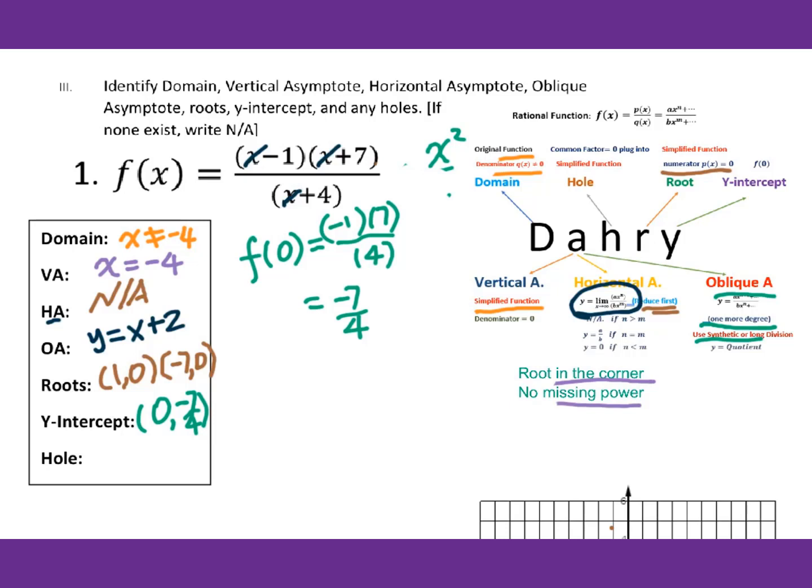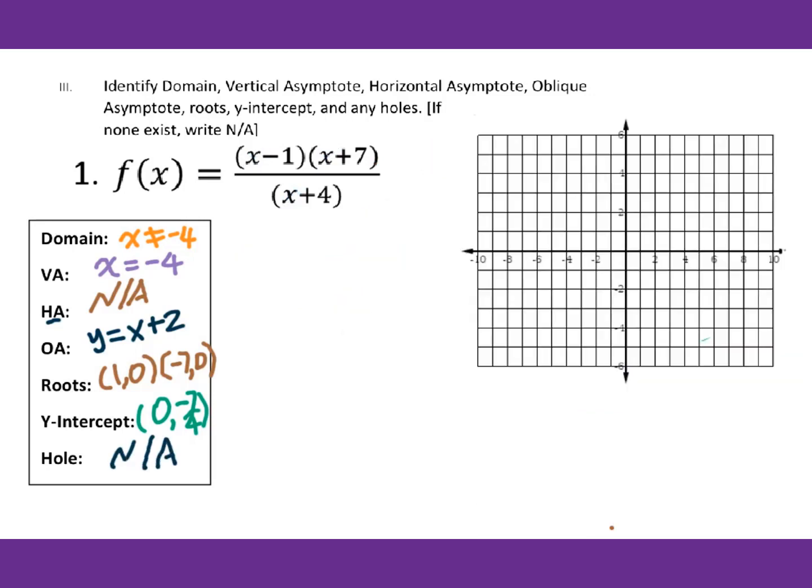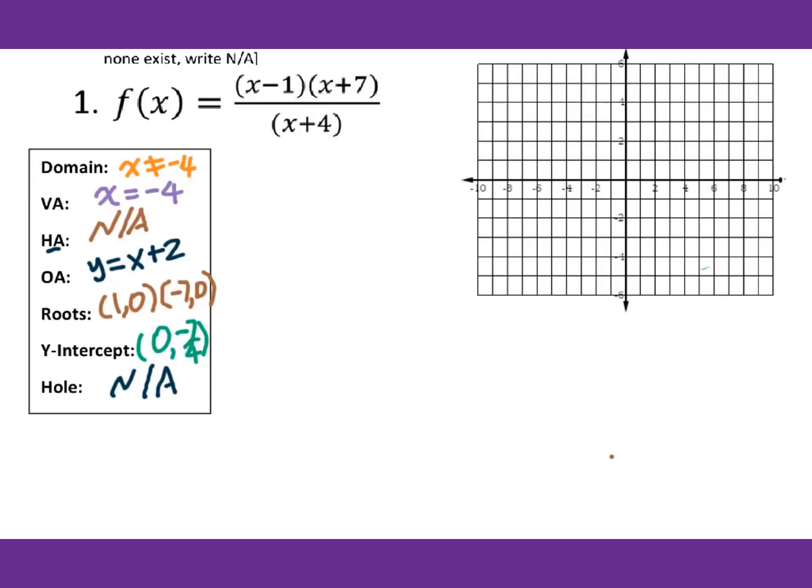For hole, keyword is a common factor. No common factor for this rational function, therefore it's not available. Before we sketch the graph on this graphing paper, we use a sign diagram to predict the graph. We draw a number line first. Label root and also vertical asymptote line on this number line.